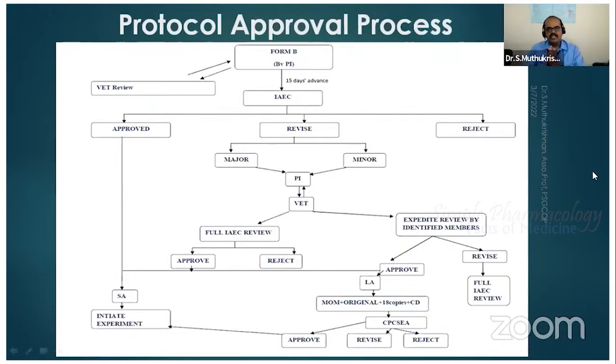If it is the larger animals, the scene is totally different. Because the IAEC has the power to give permission for animal experimentation for smaller animals like rats, mice, guinea pigs, so many things. But for larger animals, the IAEC does not have the power to give permission. They have to submit the form to the CPCSEA. The CPCSEA is going to decide whether the proposal is okay or not, whether they give the permission, whether they give the approval. All those things are decided by the CPCSEA. So this is the overall protocol process.